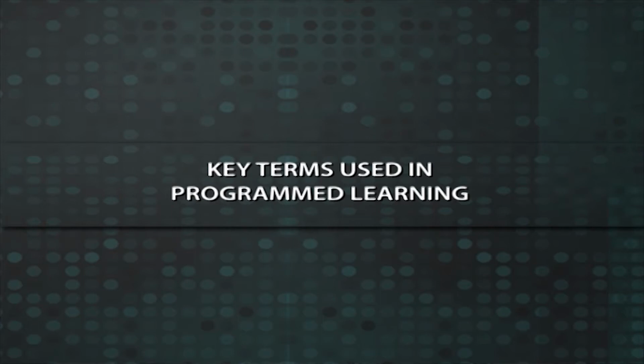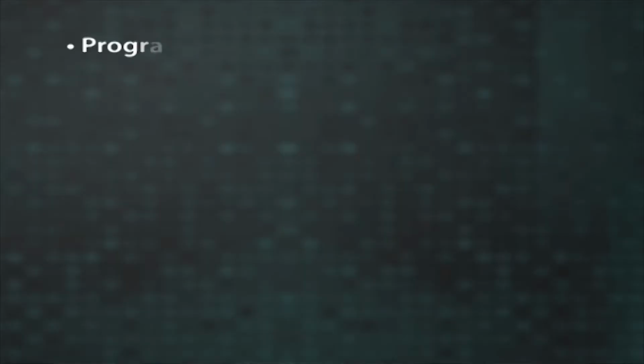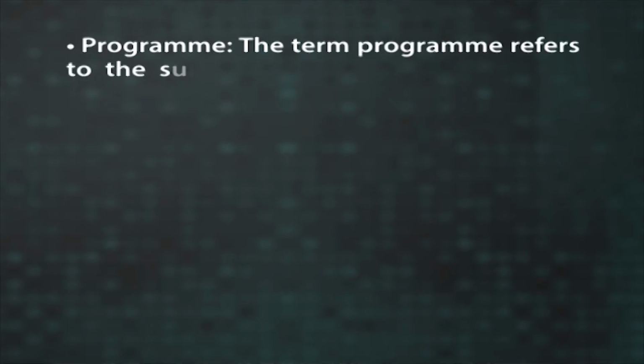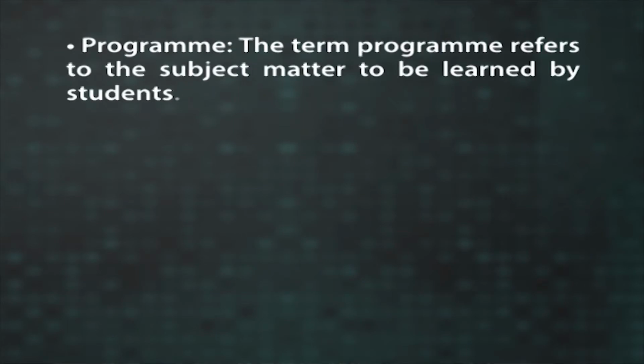Key terms used in the program learning. Before we examine this method of instruction in detail, it is important to clarify some of the terms we constantly use in relation to program learning. Program. The term program refers to the subject matter to be learned by the students. It is an instructional sequence comprised of several small units of information. A program is designed based on instructional objectives, and the aim of a program is to help students achieve these objectives through teaching learning process.